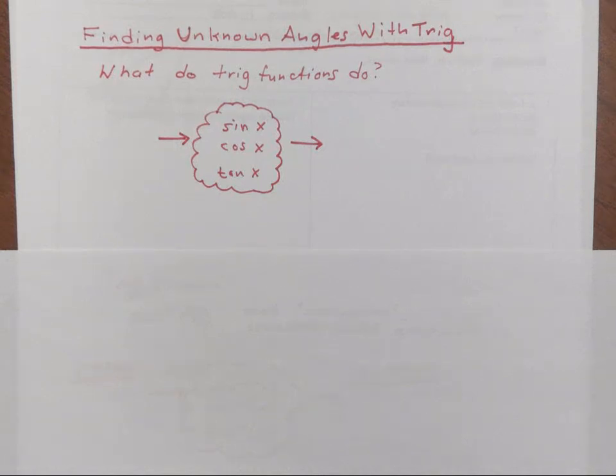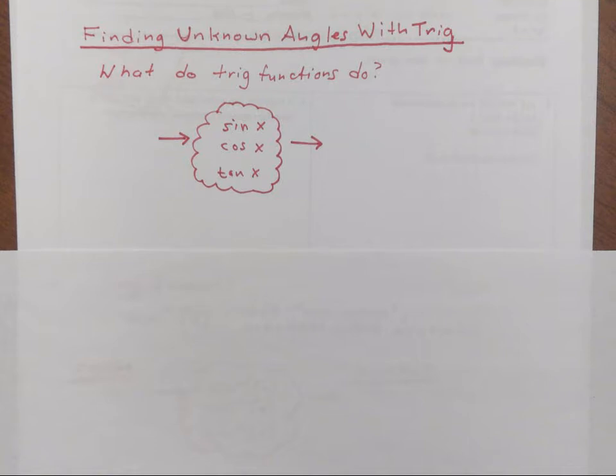Alright, in this video we're going to look at how to use trig to find unknown angles of right triangles. Before we can begin that, we really need to think about what trig functions actually do, because that's going to help us make sense of this. Now, these are functions, which you might recall from Algebra 1 means that there is a specific input and output.